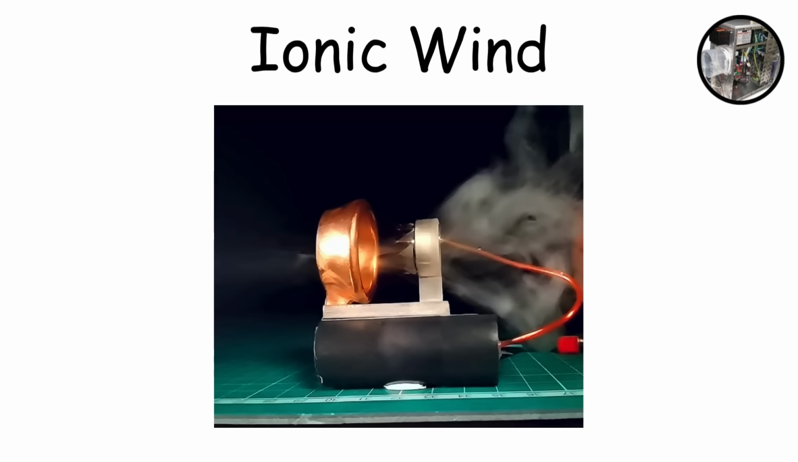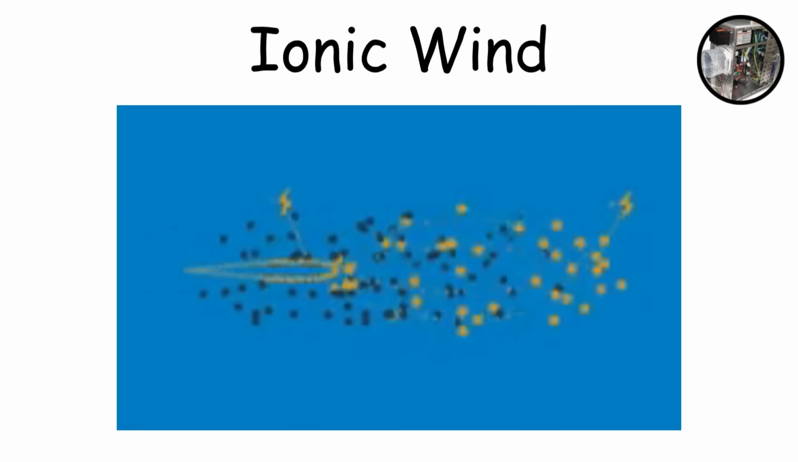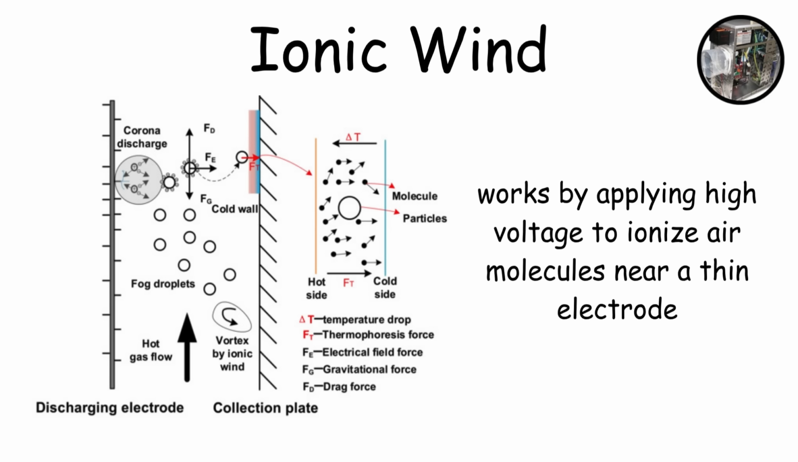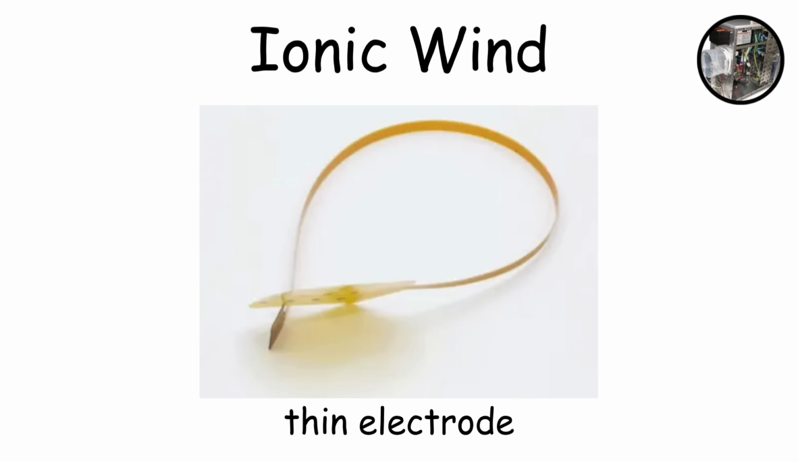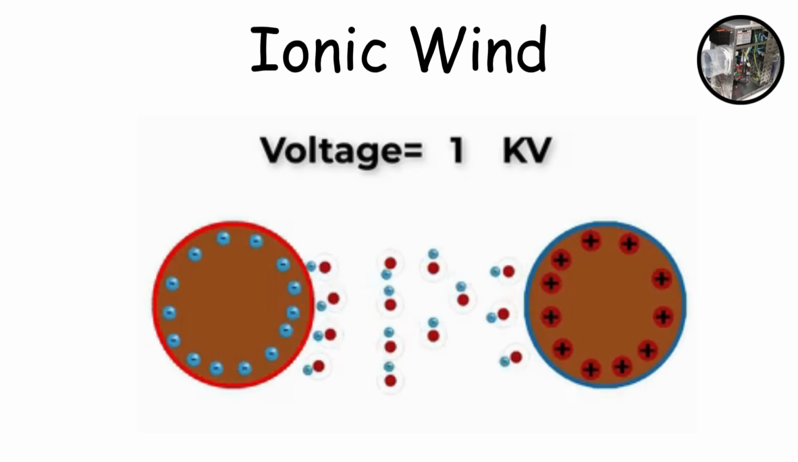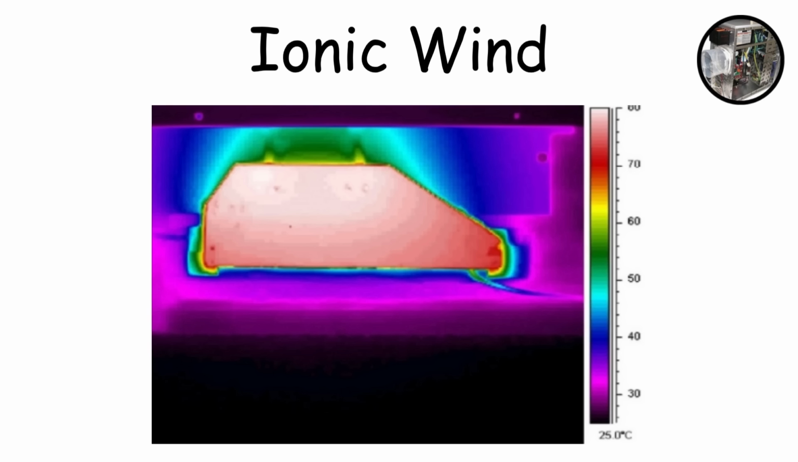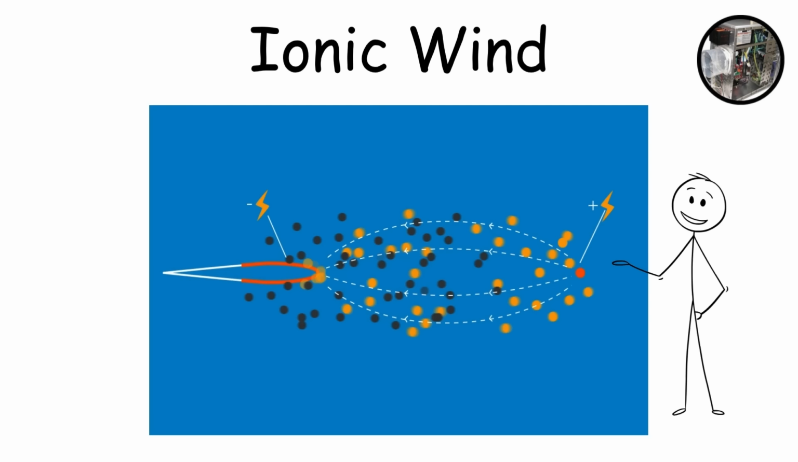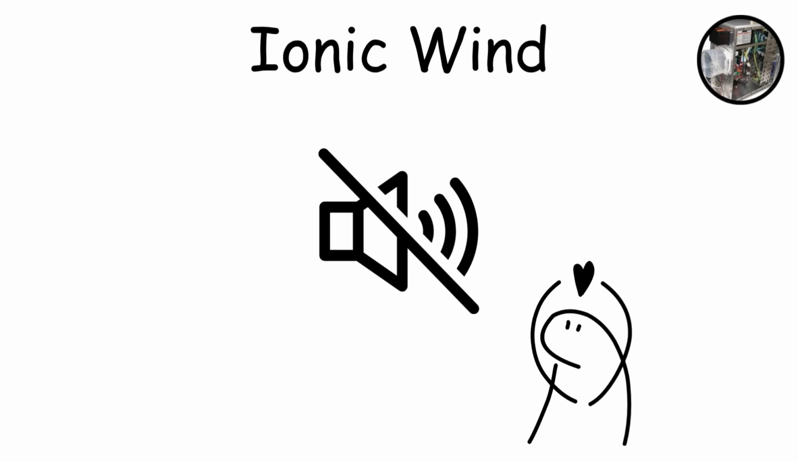Ionic Wind. This is a fanless cooling method that moves air using charged particles. Also known as corona discharge cooling, this method works by applying high voltage to ionized air molecules near a thin electrode. These ions are pulled toward an opposite charge, pushing surrounding air molecules with them and creating a gentle airflow across heated components. The entire process happens without motors or noise, just electric fields guiding air, making it silent and ideal for systems where space is tight or noise isn't an option.